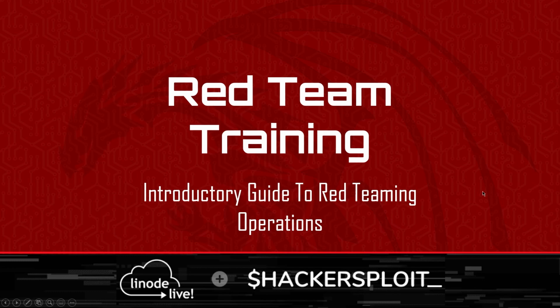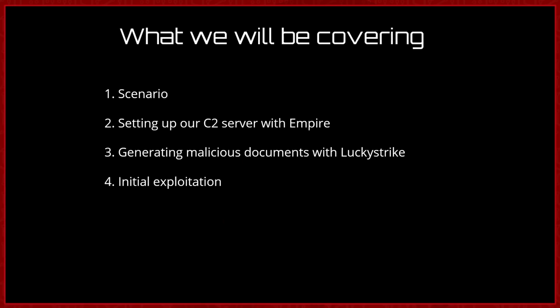Let's get started by taking a look at what exactly we will be covering in this video. So firstly, I'll take you through our exploitation scenario, because I think it'll be much better if I actually take you through an exploitation scenario from start to finish, or from start to initial access. And then we'll get started with the practical aspect of the video by taking a look at how to set up our C2 server with Empire. And then we'll move on to generating malicious documents with Luckystrike. And we'll then, of course, move on to the final stage, which will involve initial exploitation.